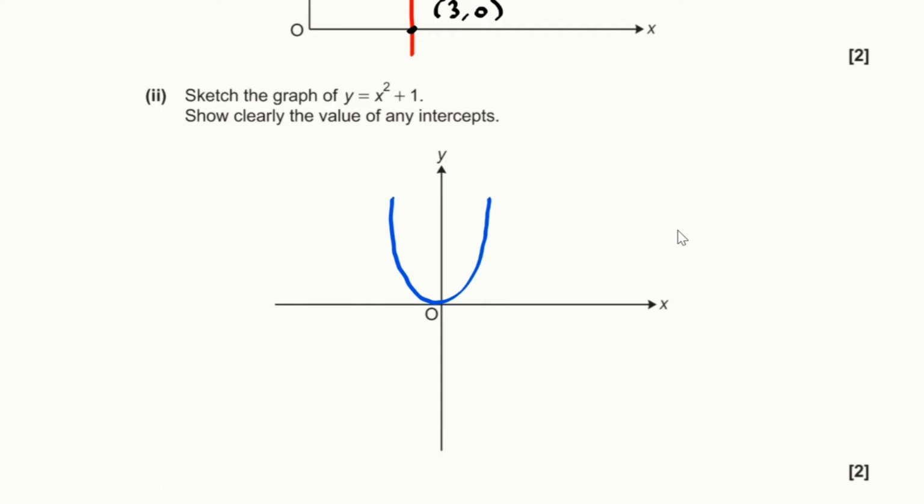Well, here we've got the graph of y equals x squared, and if I add 1 unit to the y coordinates, here is the graph of y equals x squared plus 1. It crosses the y-axis at the point 0, 1.